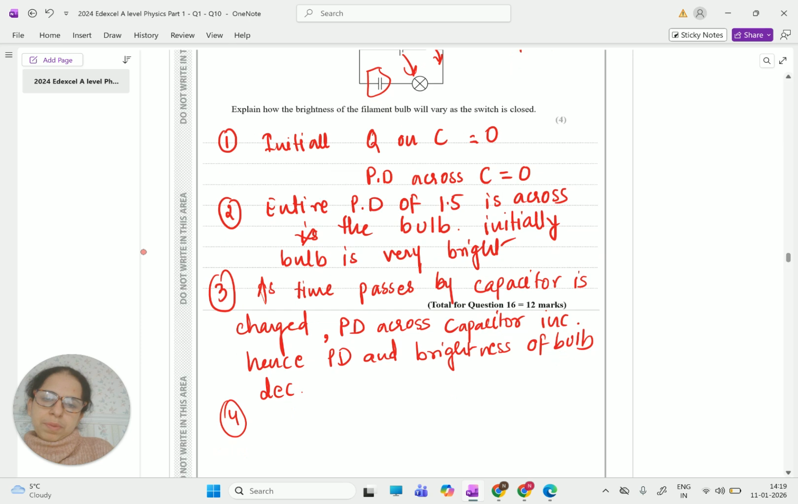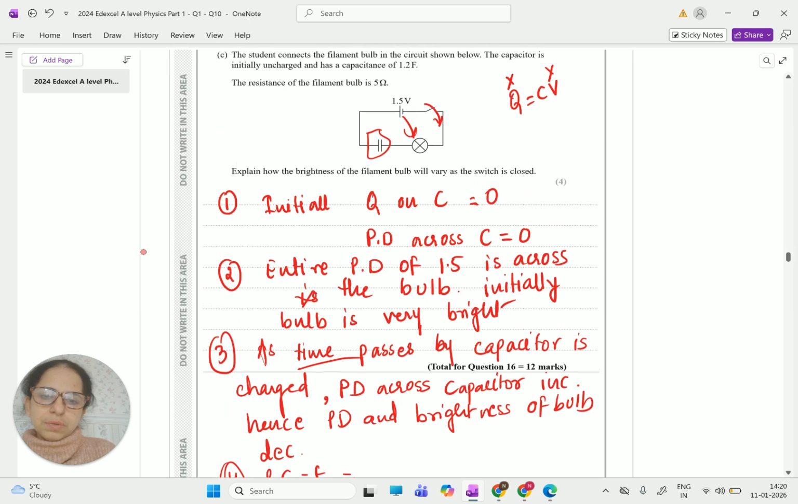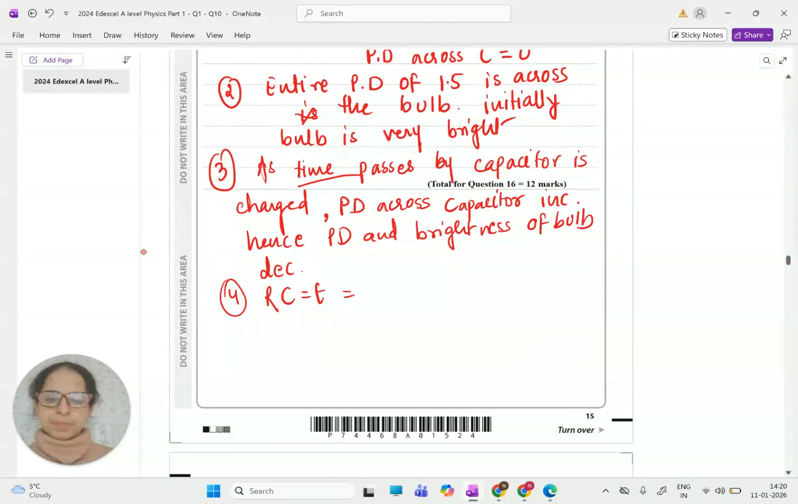Now this particular question is also looking for whether you understand the concept of time constant or not. So the fourth mark would be when you talk about the time. That's why I was waiting here, thinking whether I should write time constant here or not. Okay, so I'm going to write the fourth point to make it more clear for you. So what's the time constant for this circuit? Do you know the formula for time constant? Resistance, what's the resistance here? 5 ohms, and the capacitance is 1.2.